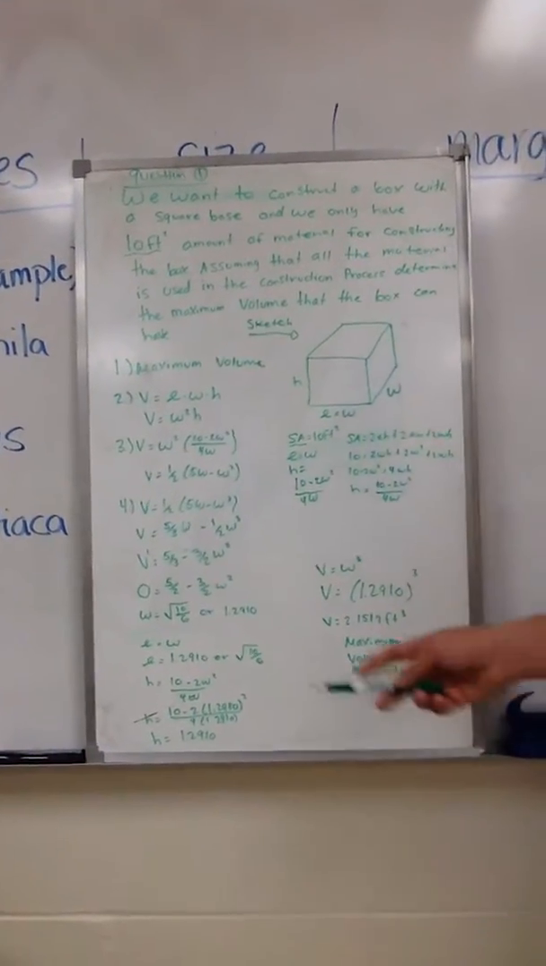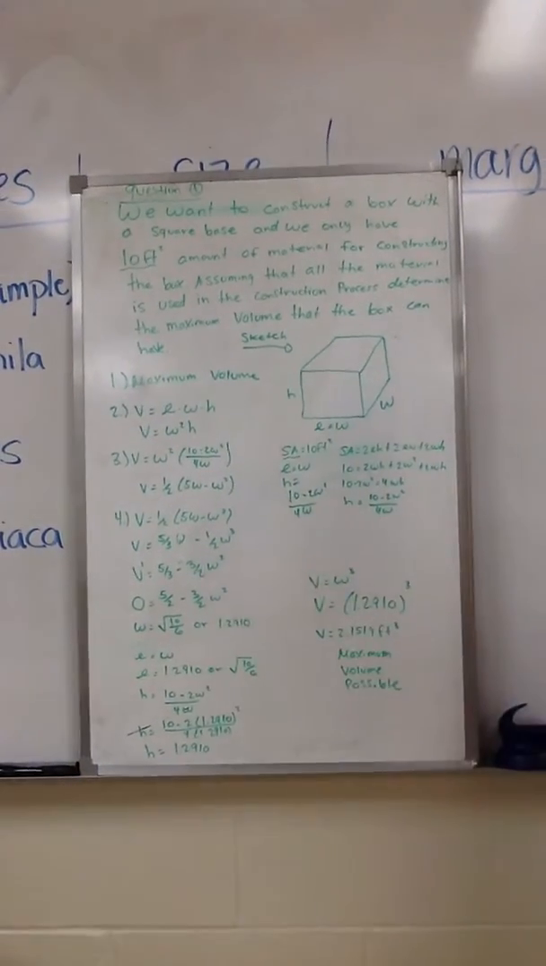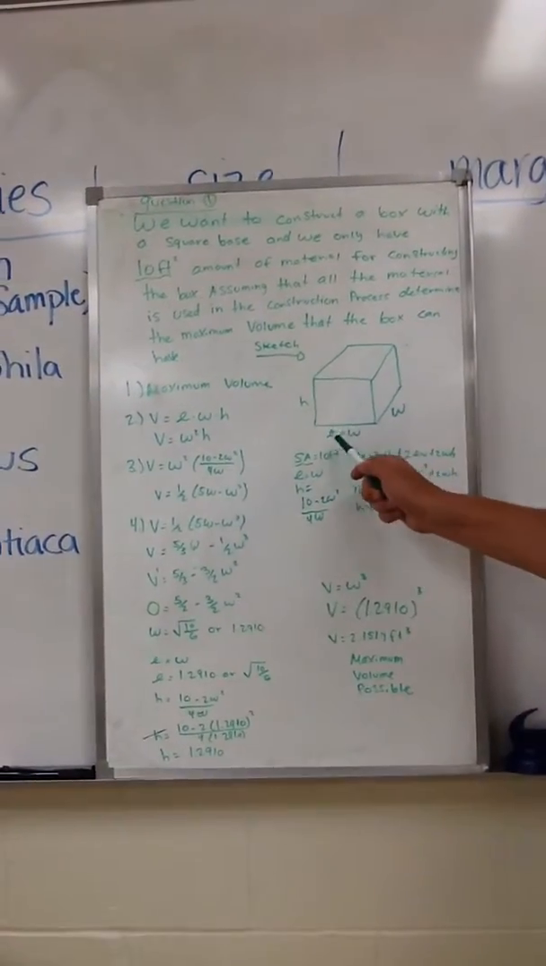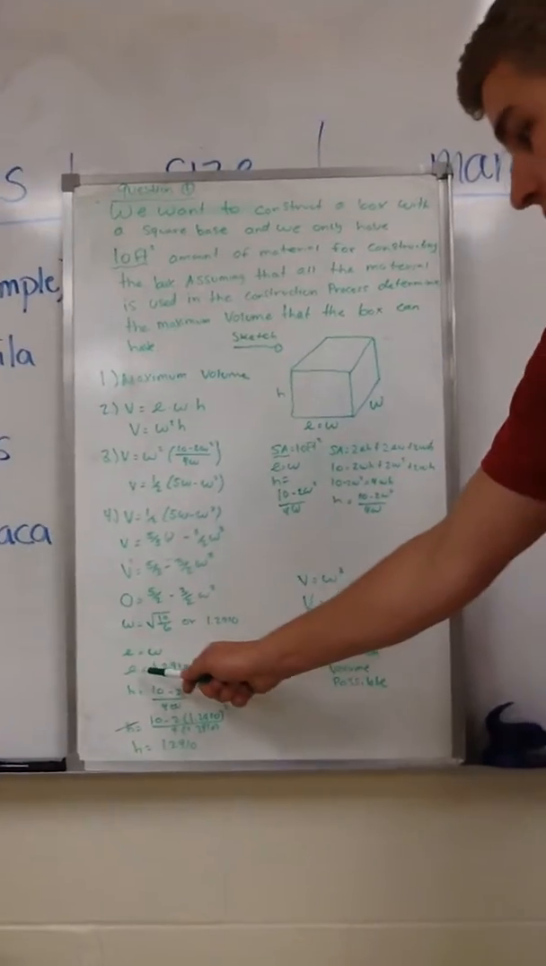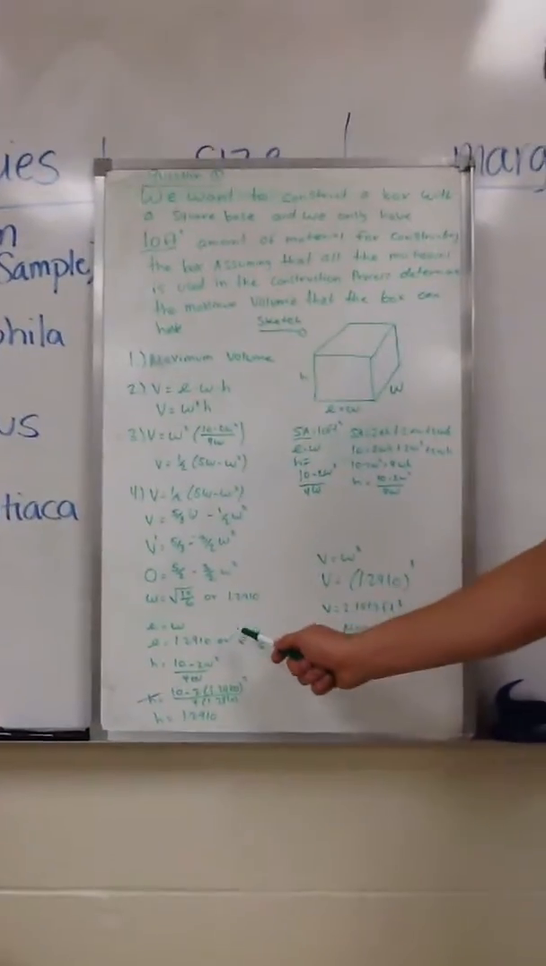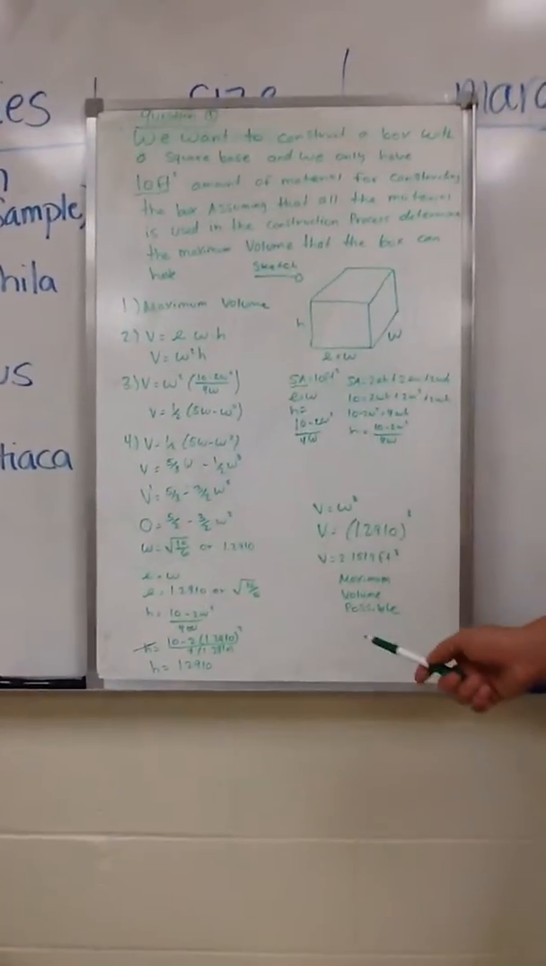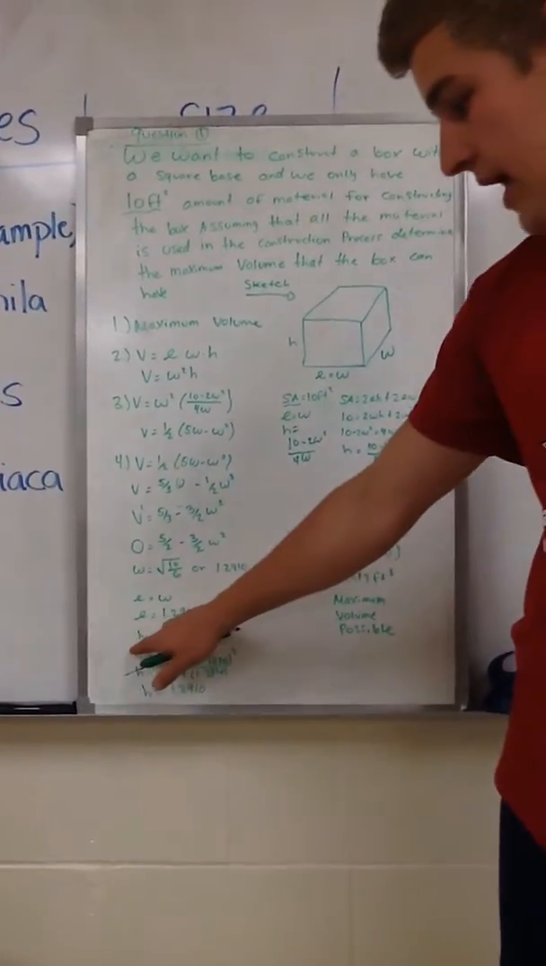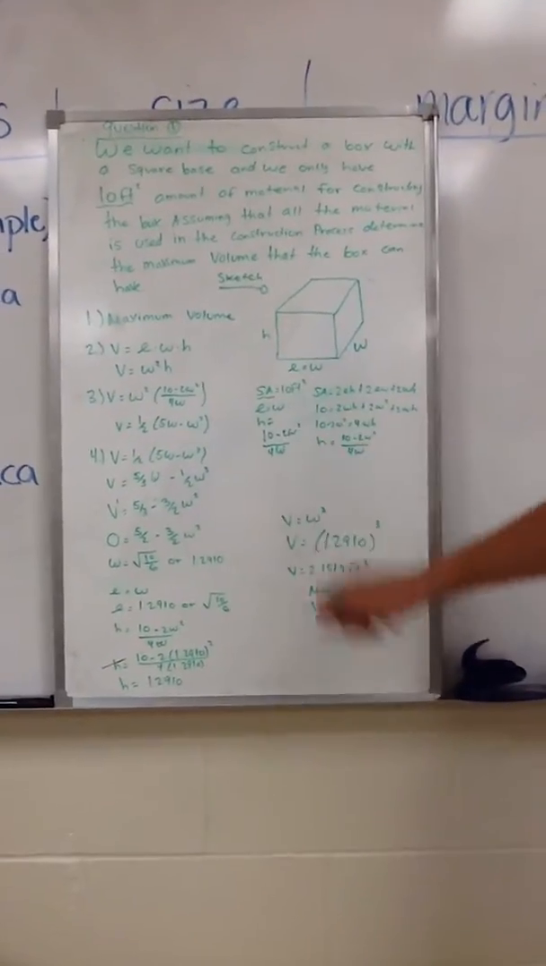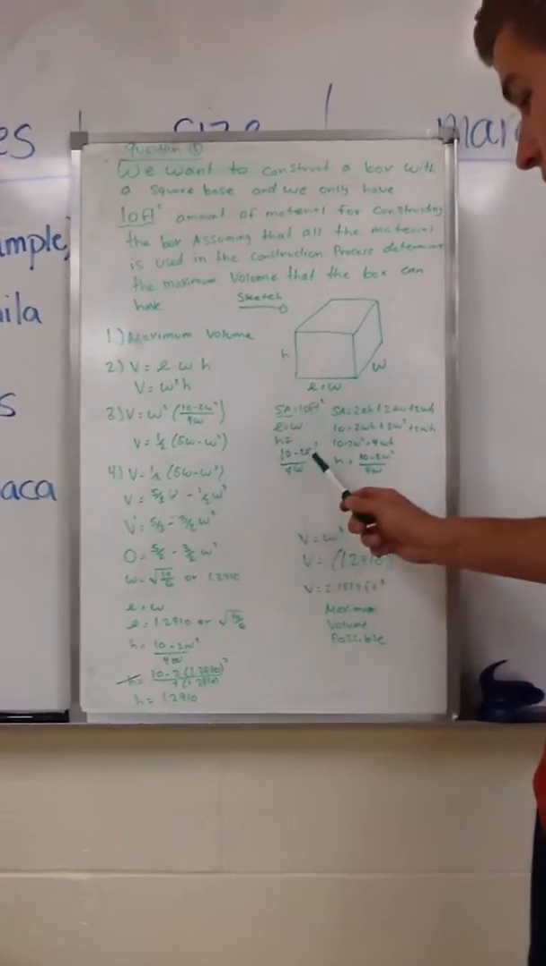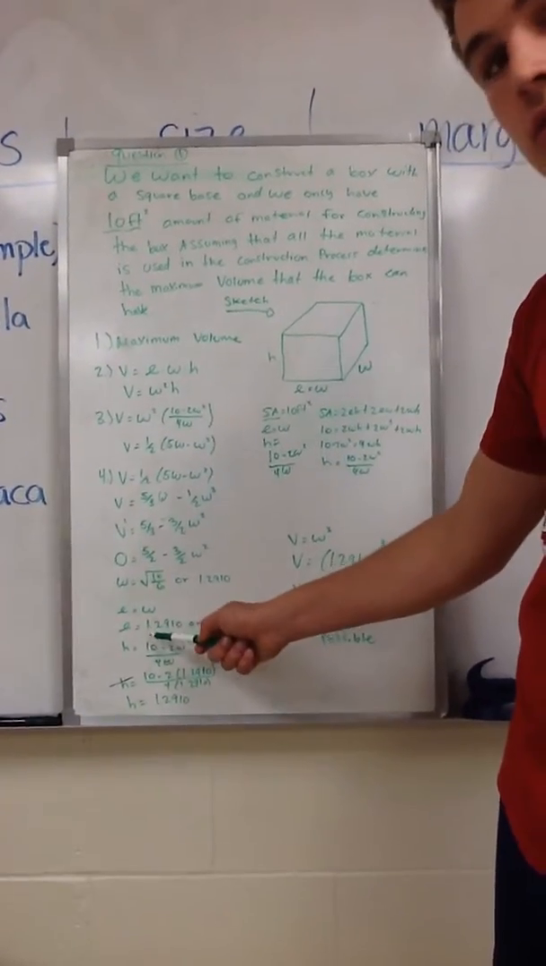1.2910. Now our length is equal to our width, so our W here and our L are the same. So our L is going to be 1.2910, or square root of 10 over 6. Our H we found up here, we can bring down here, and we solve it for our W, so we can find our H as well.